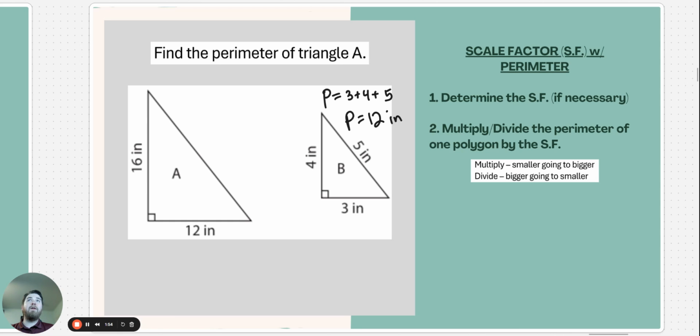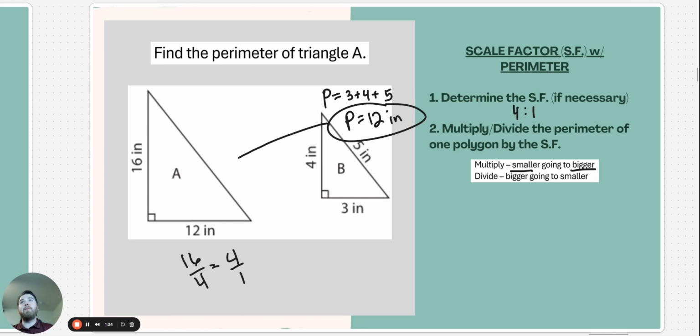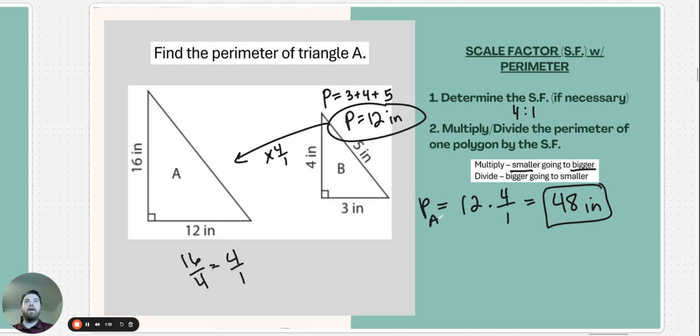And so I'm trying to just find what my perimeter is for A. First things first, determine the scale factor. So 16/4 comes to 4/1. So basically the left triangle is 4 times bigger than the right triangle. Then you're going to multiply or divide the perimeter by the scale factor. I'm going from the smaller one to the bigger one, so I'm going to multiply by 4/1, that scale factor. So 12 times 4/1, and when I do that, I get 48 inches. That is going to be the perimeter of triangle A.